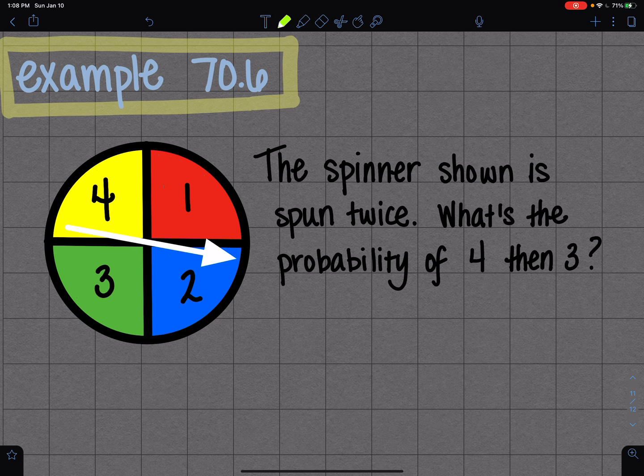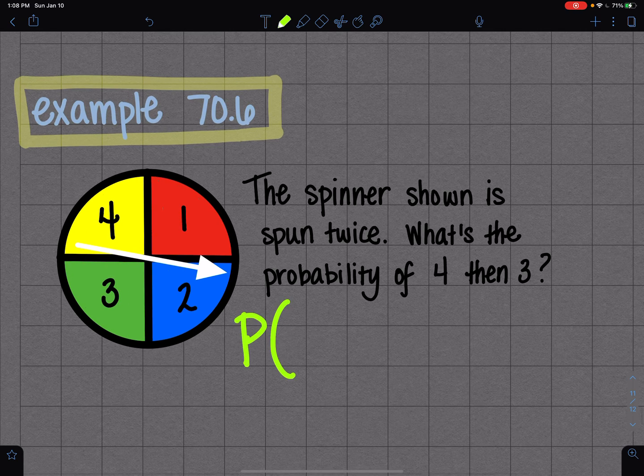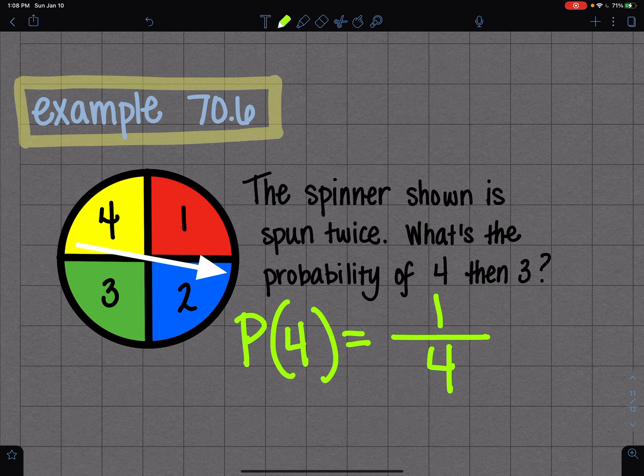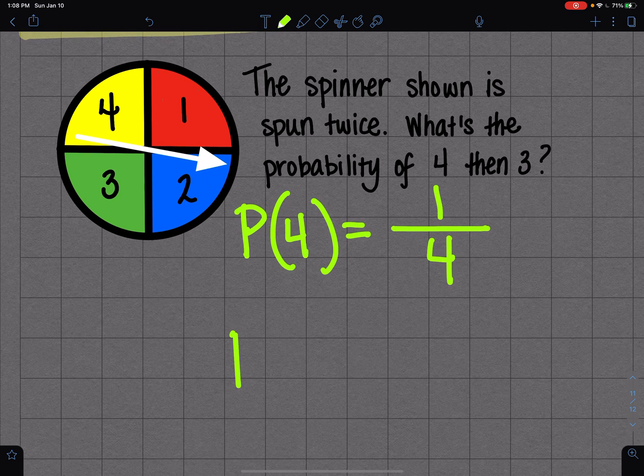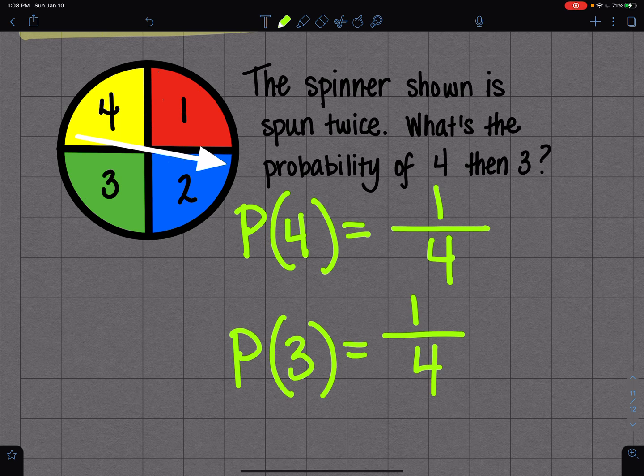So let's figure out the probability of getting a 4 first. That's the Pope equation. There's only one way you can get a 4 because there's only one 4. But there's 1, 2, 3, 4 different things you could get. So the probability of getting a 4 is 1 out of 4. Same with the probability of getting a 3. There's only one way to get a 3, and there's 4 different things you could get. So that's the probability of getting a 3.